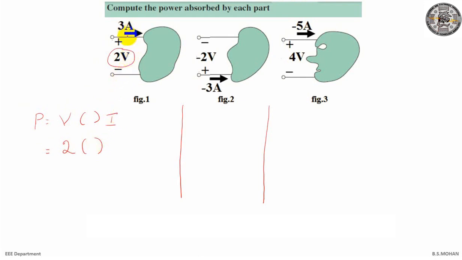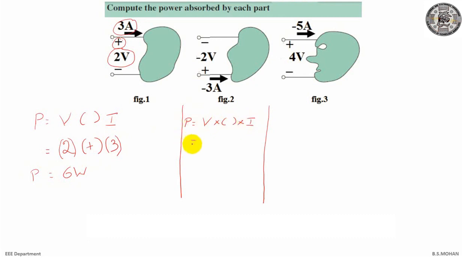Let us write I. Now what is I here? You can see it is plus 3. So let me write I as plus 3. Now the current hits which terminal first? As you can see here, current hits positive terminal first. Thus I write here positive. It is not 2 plus 3, rather it is 2 into positive of 3. So then this becomes 6 watt.